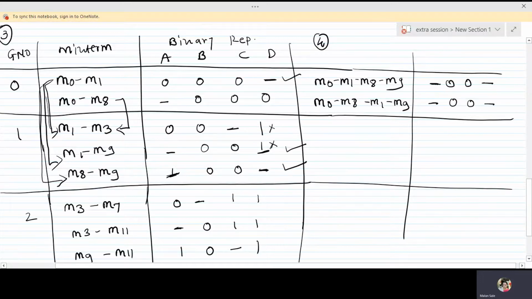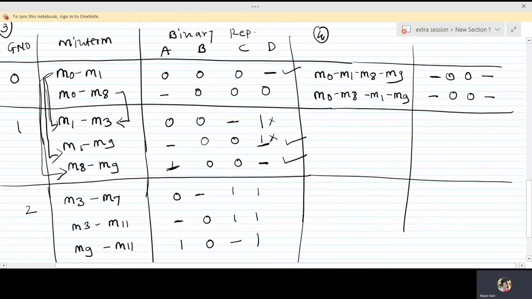Now the next one, group 0, is completed. Now group 1: M1, M3. Compare M1, M3 with M3, M7. Then M3, M11 and M9, M11. Now M1, M3 is 0 dash 1, and it is comparing with 0 dash 1, 1.